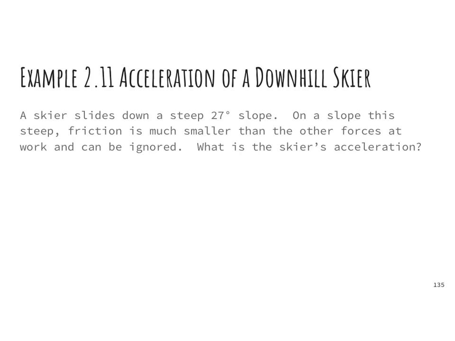A skier slides down a steep 27-degree slope. On a slope this steep, friction is much smaller than other forces at work and can be ignored. So there is no friction. What is the skier's acceleration?